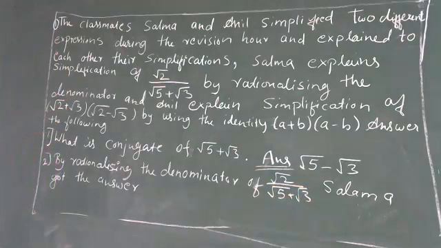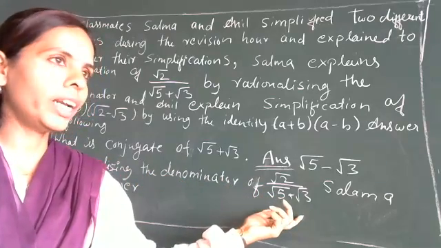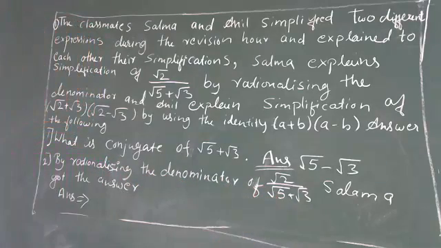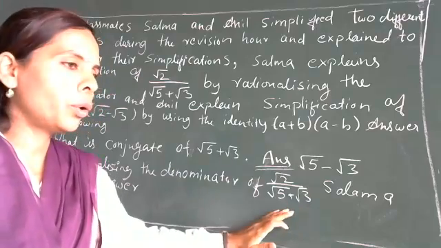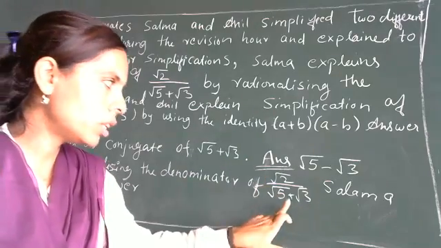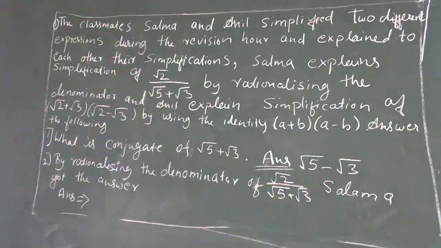Salma got the answer. Which answer will she get? By rationalizing the denominator. We always rationalize the denominator only, right? What do we have to do when we do a rationalization? Just change the denominator. Rationalization means you have to multiply with the conjugate of the denominator, only changing the middle sign. So what will be the answer then? You have to multiply over there and divide by the same.